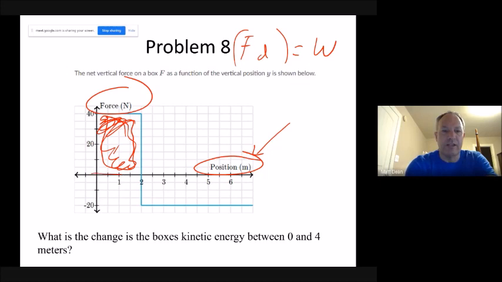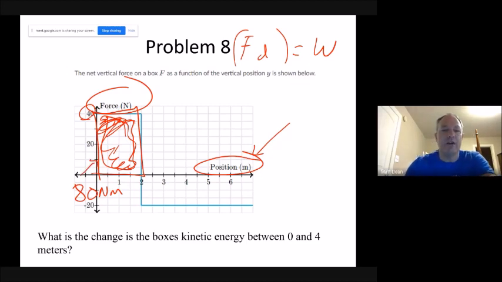So essentially we're going to think of this as a rectangle. The rectangle has a height of 40 newtons and a width of 2 meters. So we're going to go 40 newtons times 2 meters, and we're going to get positive 80 newton meters for the area under that first part.